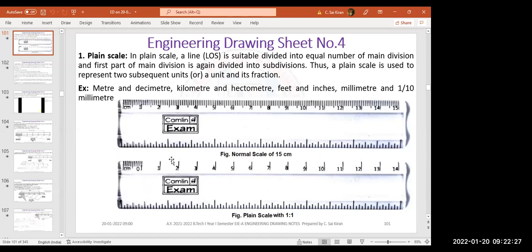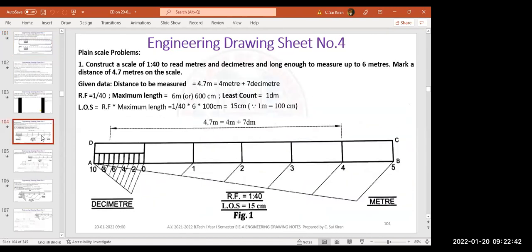If I want to measure 15 mm, I take 0 to 14. The first one we mark as 0, to 14 centimeters, and 0 to 10 mm is 1 centimeter. So the total will become 15 centimeters. Like this we use the plane scale.